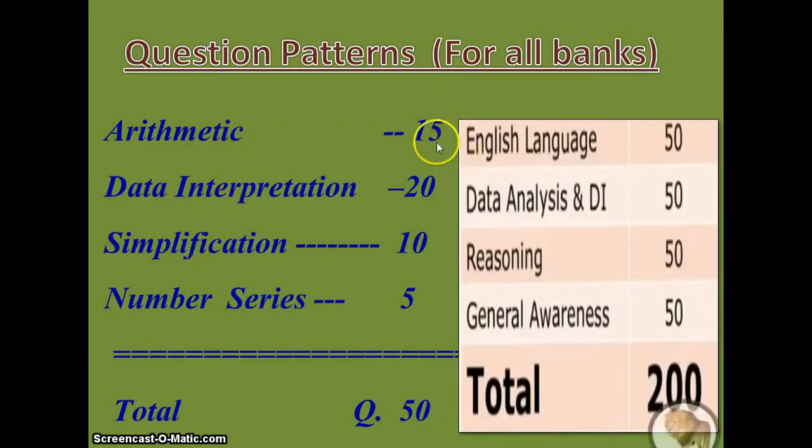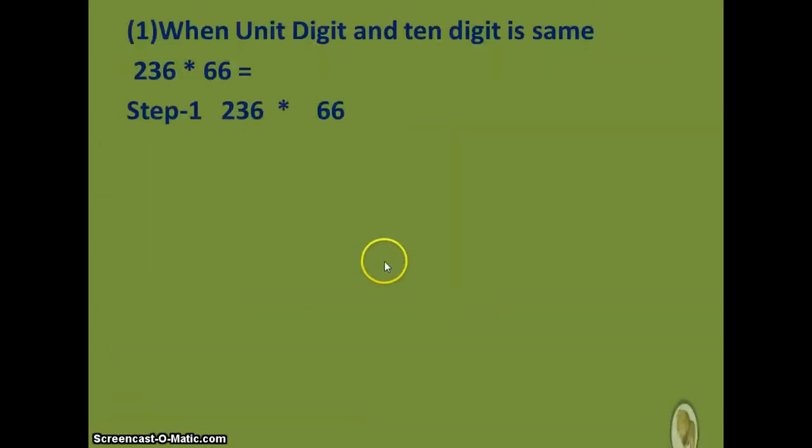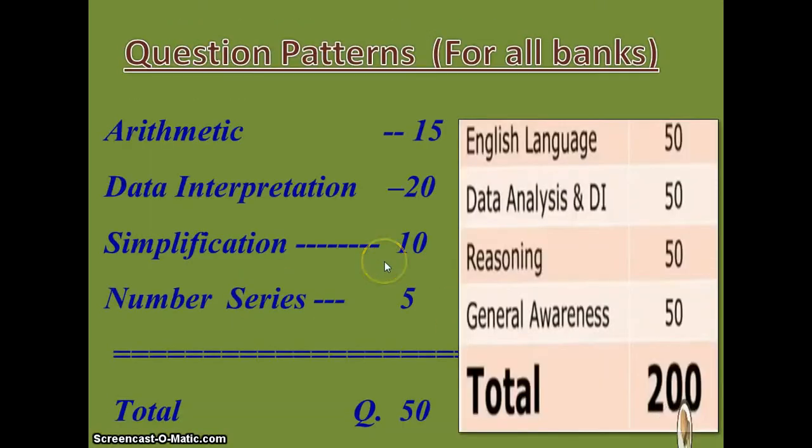Arithmetic is 15 marks, a total of 15 questions for arithmetic. Data interpretation 20 questions. Simplification 10 questions. Number series 5 questions. In total, you have to solve 50 questions in the first round.